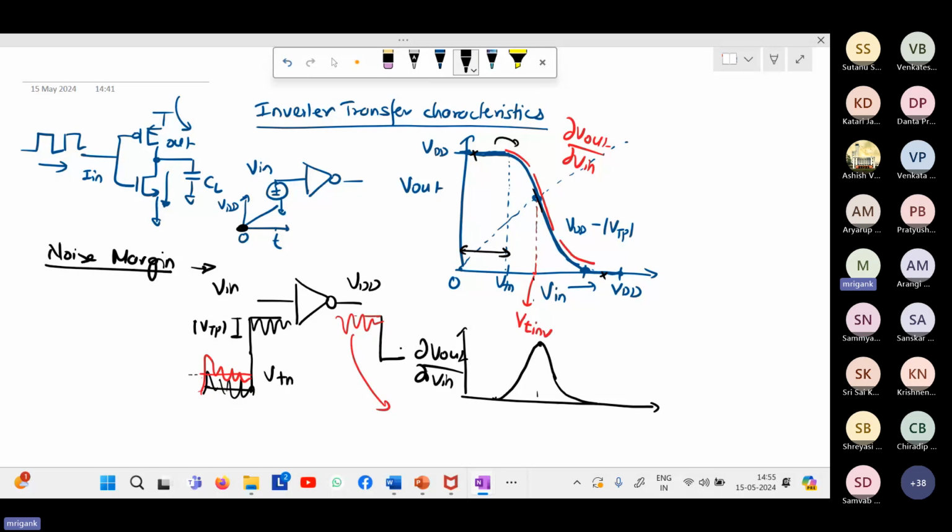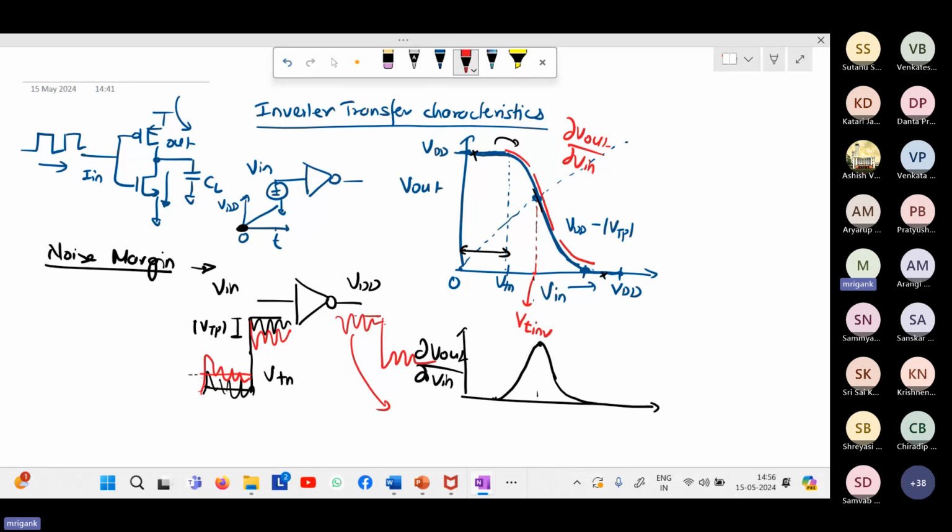But the moment this disturbance becomes more than mod VTP, again you will start seeing disturbance at the output. Right? You will start seeing disturbance at the output. That's why we can term this as the noise margin. So in digital circuits, we get significant noise margin. We can tolerate significant amount of supply noise.